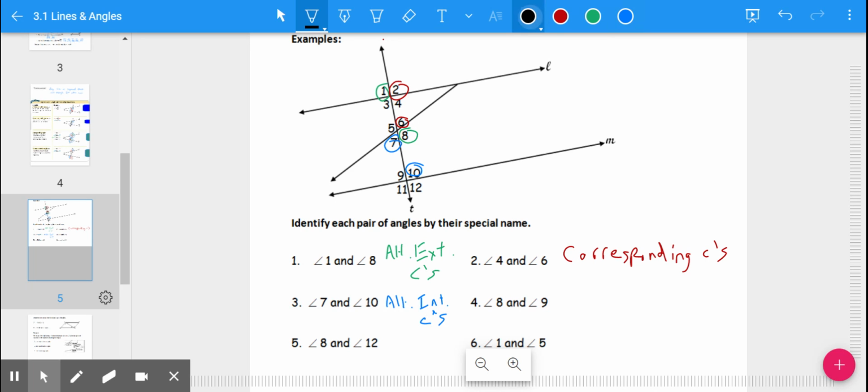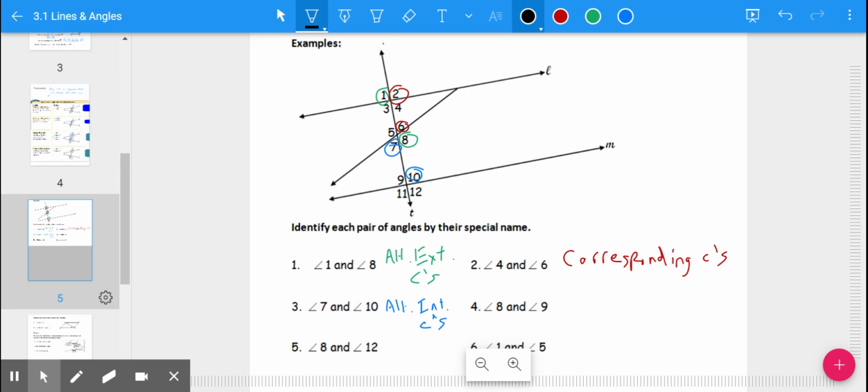All right, number 4, angle 8 and angle 9. So now we have angle 8 and angle 9. Those are on alternate sides, but those are on the interior as well. So angles 8 and 9 are also alternate interior angles.